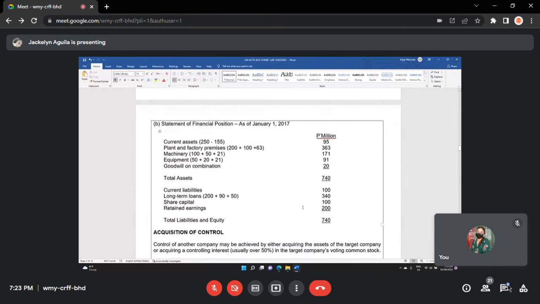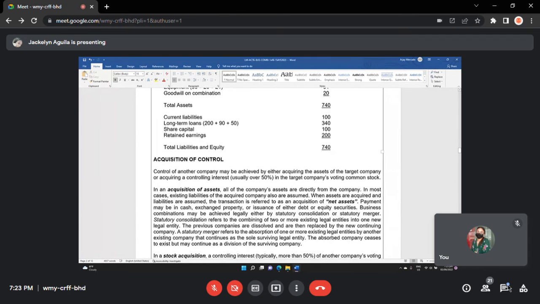Yung current liabilities naman, nakuha siya sa financial position ng 2016. Long-term loans, 200 plus 90 plus 50. Yung 200 million na yon nakuha rin siya sa 2016 na financial position. Tapos yung 90, yun yung mortgage sa A company, tapos plus 50, yun yung loan secured sa B company. Kaya nakuha yung 340. Plus share capital at retained earnings na 200 is equal to total liabilities and equity of 740 million.